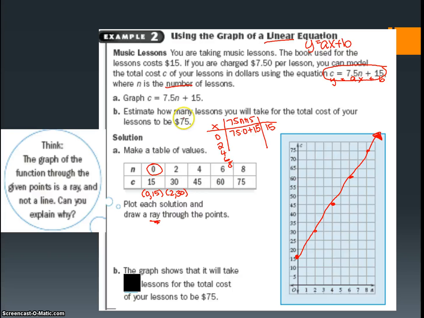Now we're going to estimate how many lessons you will take for the total cost of a lesson to be $75. So we're going to go to $75, and we're going to see that that is at 8 lessons.